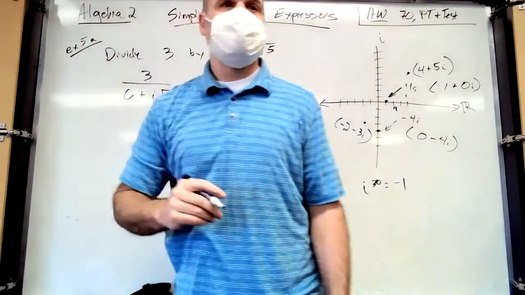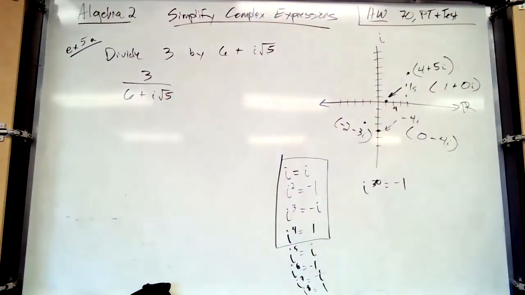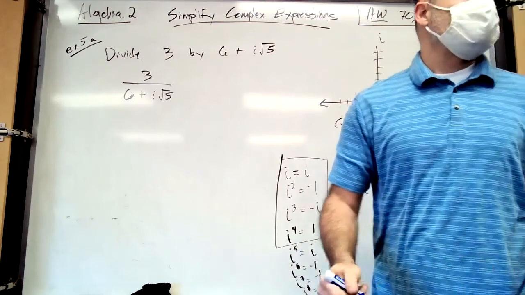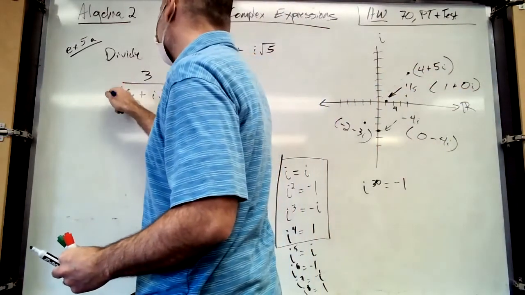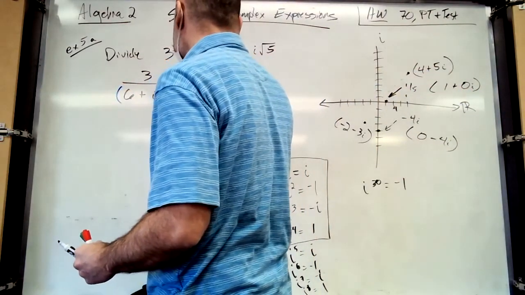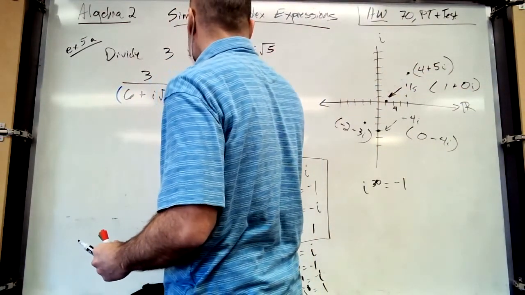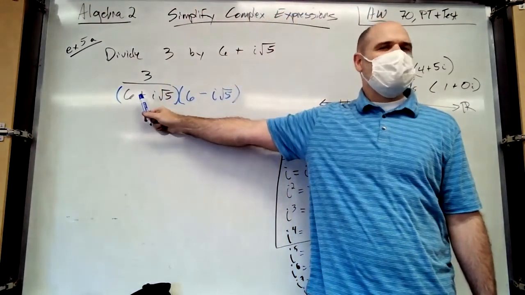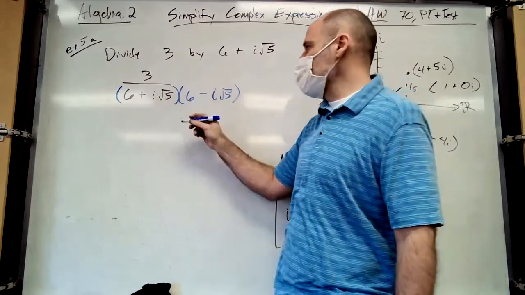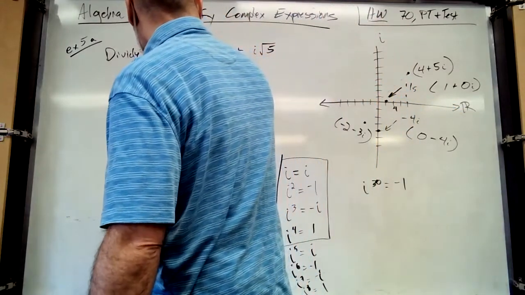Well, first of all, we can't have a radical in the denominator, and we certainly can't have an imaginary number in the denominator. So how do we get rid of this? Remember what that's called? The conjugate, right? 6 minus i radical 5. So the conjugate is basically changing the sign: if it's adding, then change it to subtraction. Whatever you do to the bottom, do to the top.